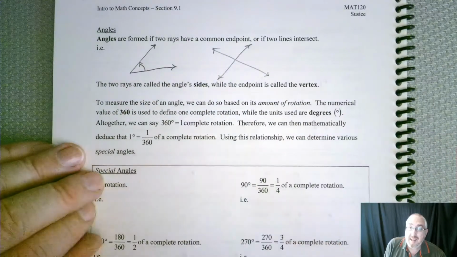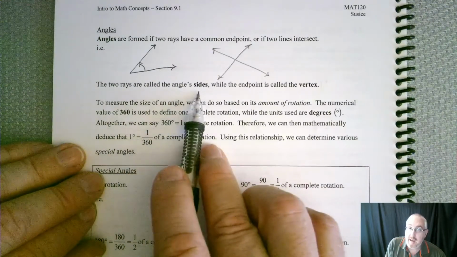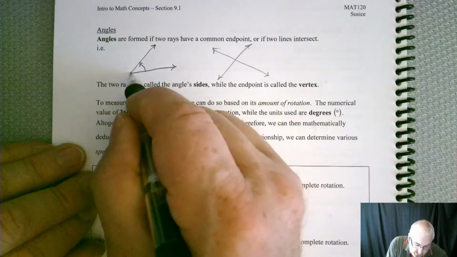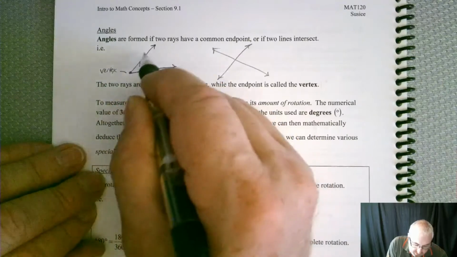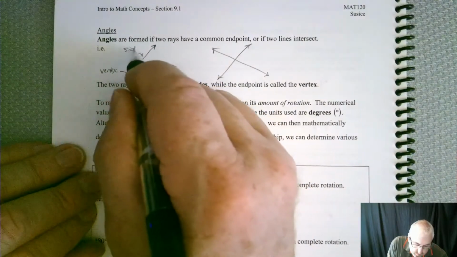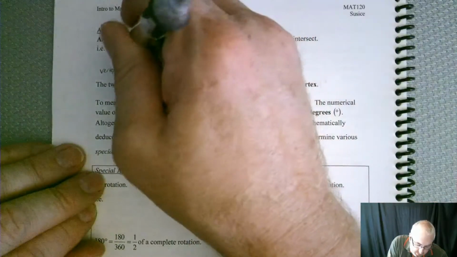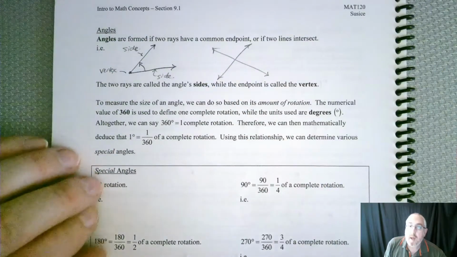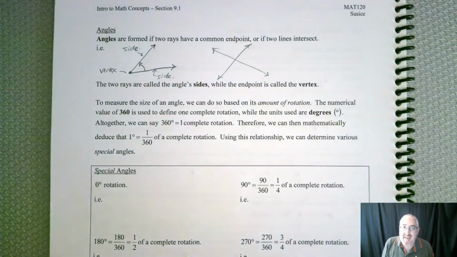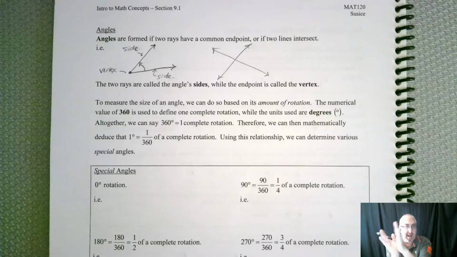So in the case of the first example here, the two rays are called the angle's sides while the endpoint is called the vertex. So this pivot point here is the vertex. And again, these are the sides. So we got one side and we got the other side. Now, as far as how we can determine between different sized angles, again, think of that pivot point as allowing you to open and close that angle up.